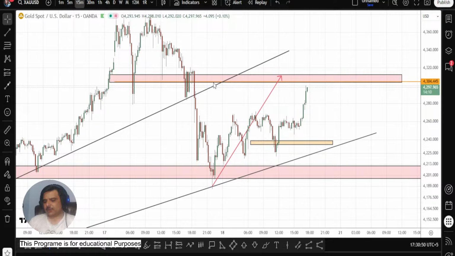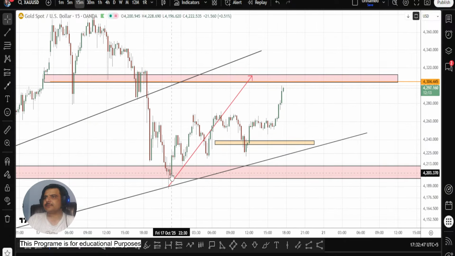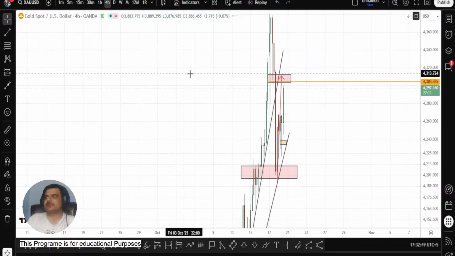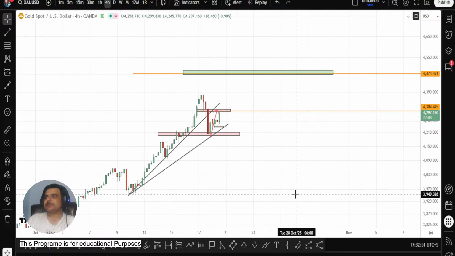Did anyone buy from the support level on Friday and hold the position over the weekend? It was a good one. I mean, why would someone not take it?